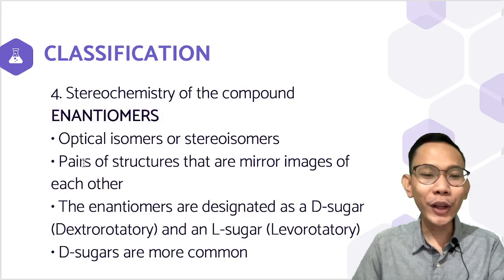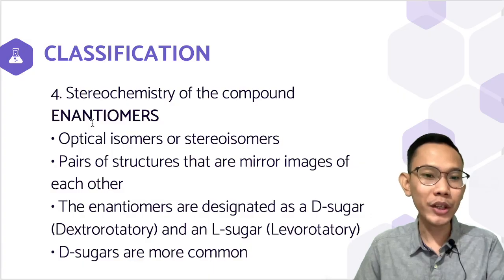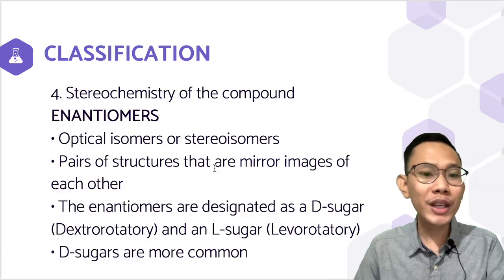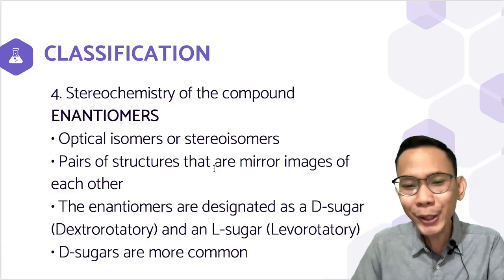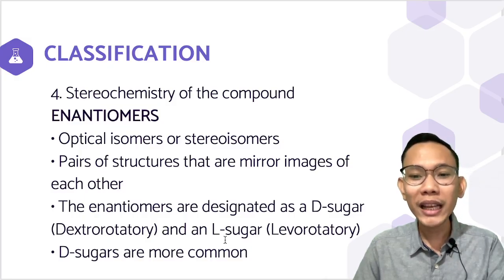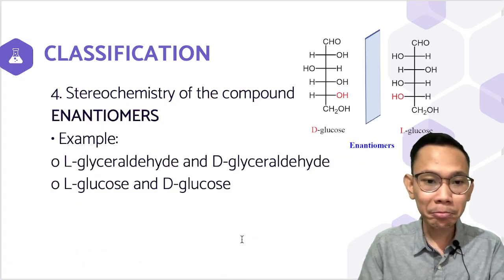We have also another terminology that I want you to remember, enantiomer. Basically, enantiomers are optical isomers or stereoisomers, pairs of structures that are mirror images of each other. Basically, mirror image, that's it. The enantiomers are designated as a D sugar, that is your dextrorotatory, and an L sugar, which is your levorotatory. D sugars are more common.